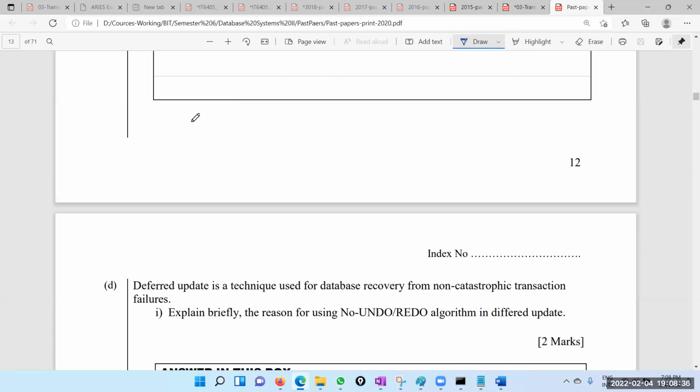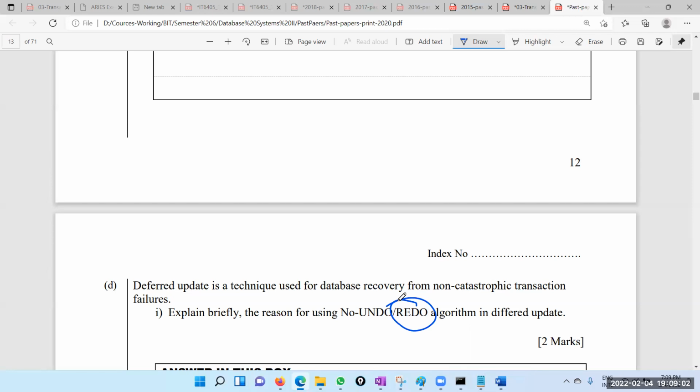So there is a possibility that the transaction is committed before the failure, and still we may not have flushed it. Right? We may not have flushed it. So therefore, we have to do the redo, because there can be committed transactions which are not flushed. So therefore we have to do redo.